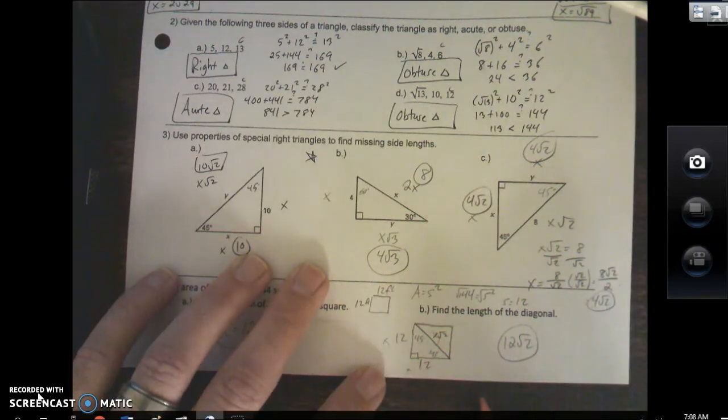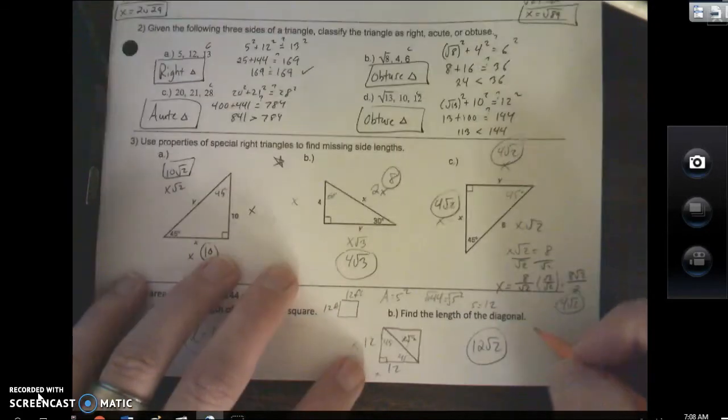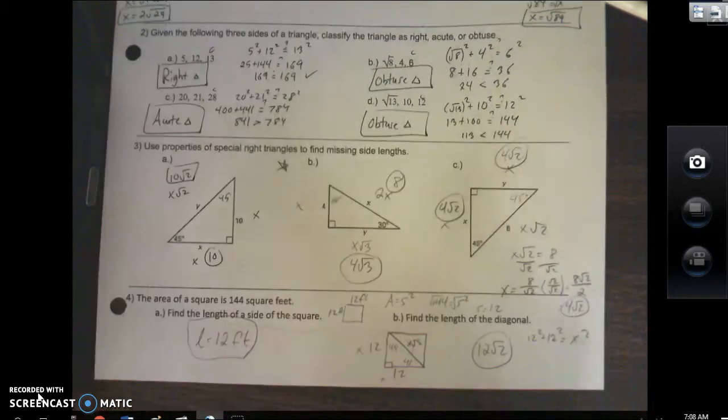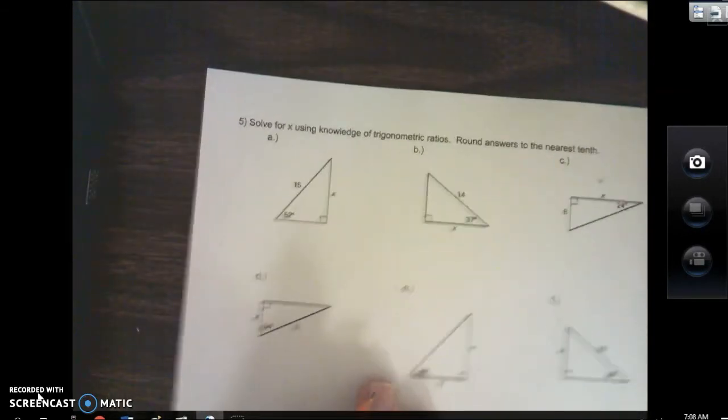If you get stuck, use Pythagorean theorem and set up 12 squared plus 12 squared equals x squared, and you solve it that way. You will win either way. This is just much easier, much more effective, and you'll get done with it super quick. All righty? Nice. On to the back.